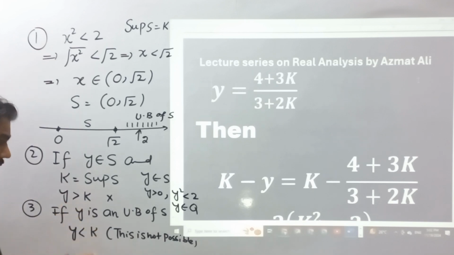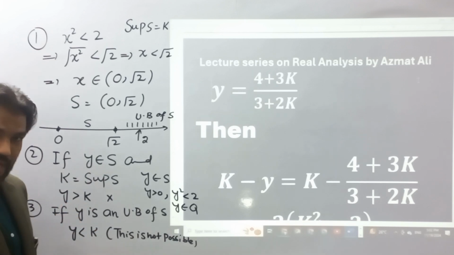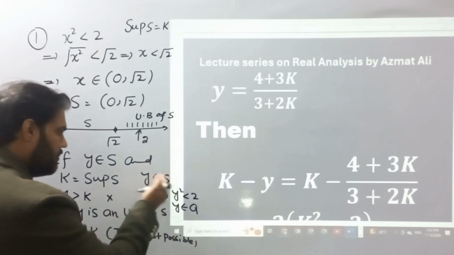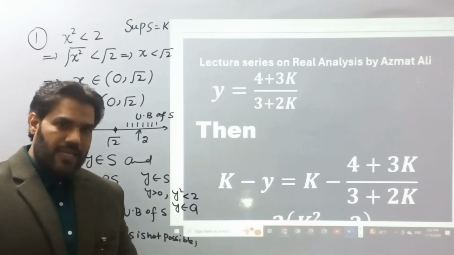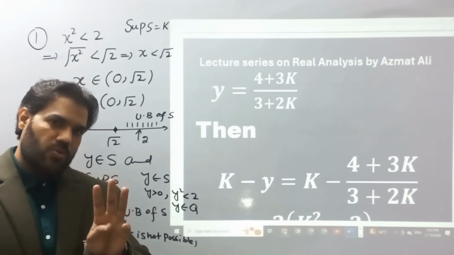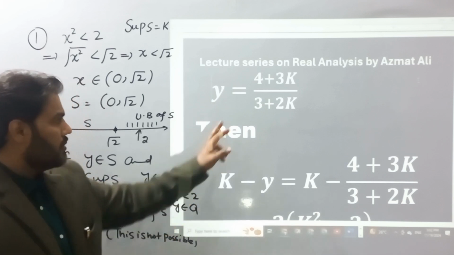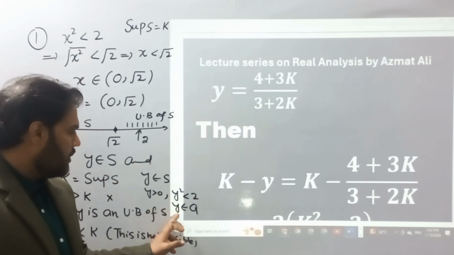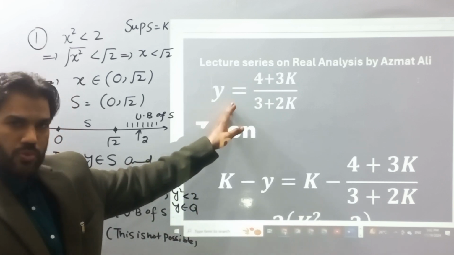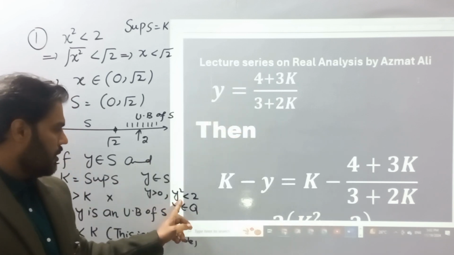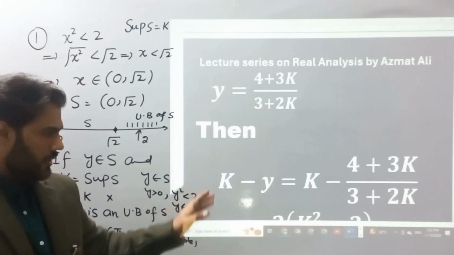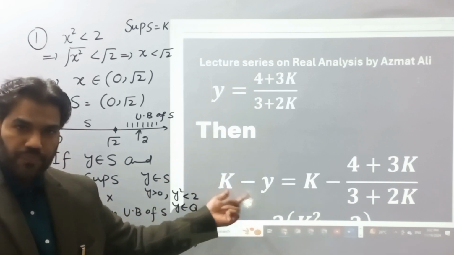Y greater than k is actually not a required condition for y to be an element of set S. For y to be an element of set S, there are only three conditions. Y should be positive, that is clear. Y belongs to Q, that is also clear. There is only the third condition remaining, y square should be less than 2. That we will prove after this.